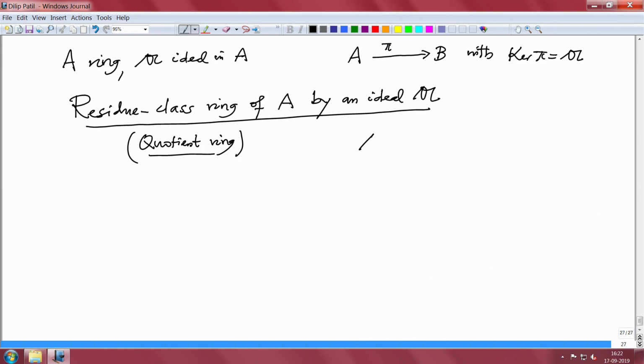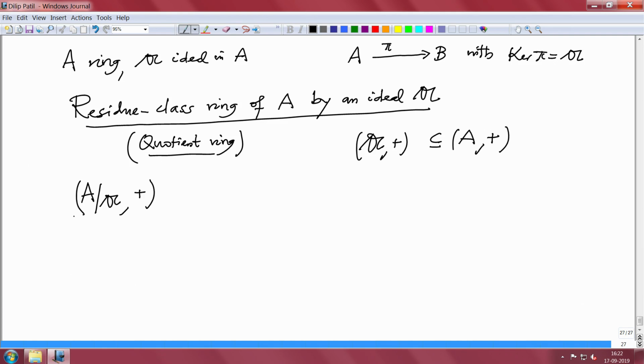So this ring, what am I doing? Remember this, the ideal 𝔞 under addition is a subgroup of (A, +). So this is an abelian group, and this is a subgroup. Therefore, this quotient group makes sense. This is a quotient group.